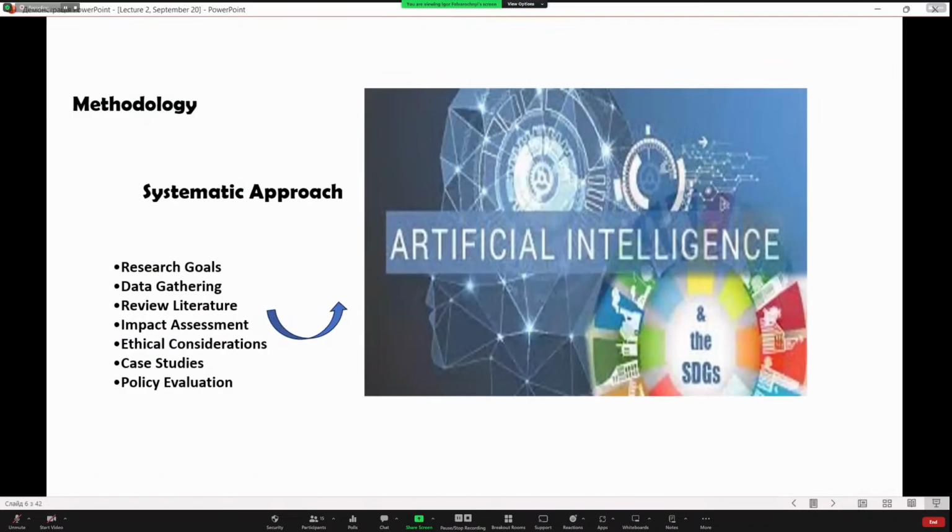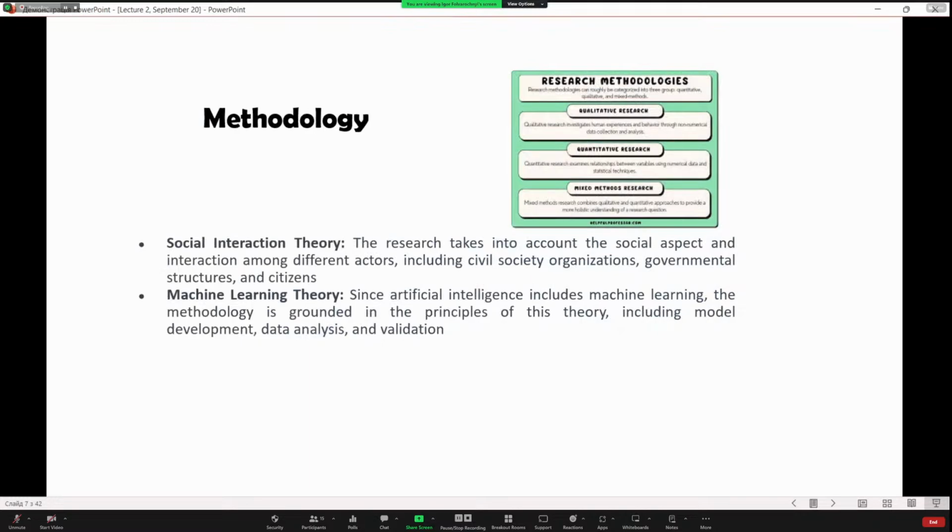So from the very beginning, I'd like to pronounce some ideas about a systematic approach, which is absolutely evident and relevant in this area, to understand the differences between many methodological approaches. And I divided it into some sectors like research goals, data gathering, and literature review. These are well-known and traditional approaches, but we will also identify ethical considerations, case study approach, and policy evolution. So let's get started to analyze some methodology from the very beginning, because it's very important to move further and to understand the complexity of this problem.